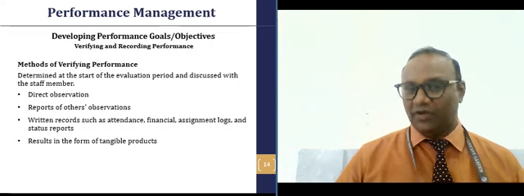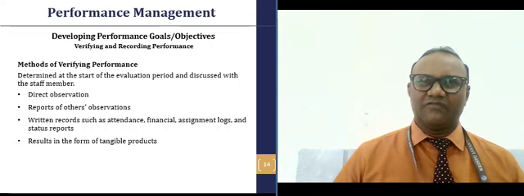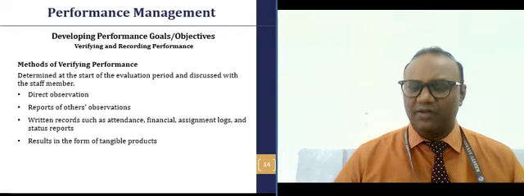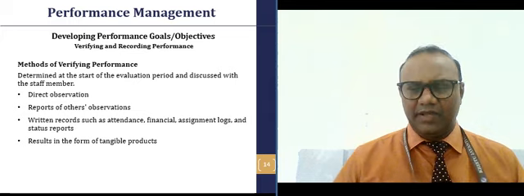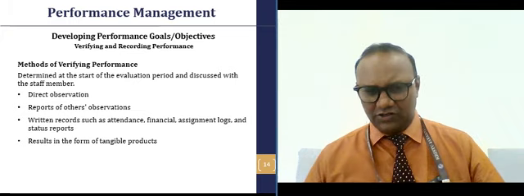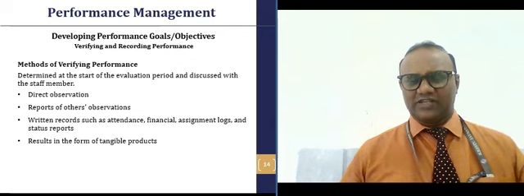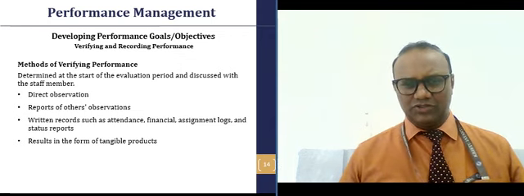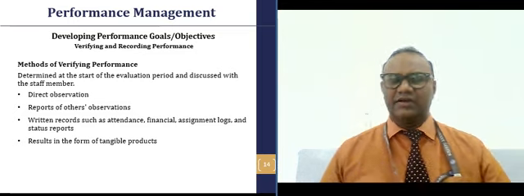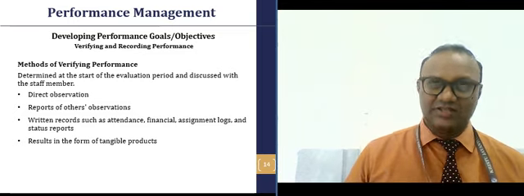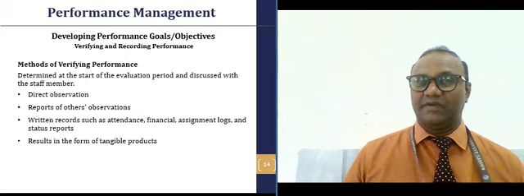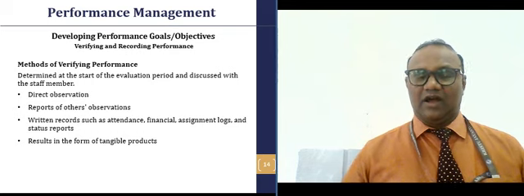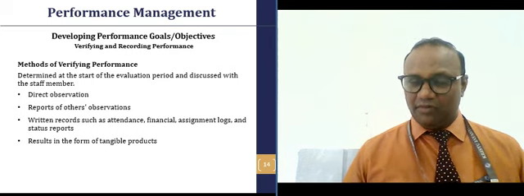Direct observation should never be something where the subordinate is very conscious. We should be able to observe, but not make the subordinate conscious, and allow the necessary freedom, independence and autonomy for the subordinate to be able to do the job. Secondly, depend on the reports of others' observations, especially from immediate supervisors or managers who can give feedback on how this particular employee is performing.